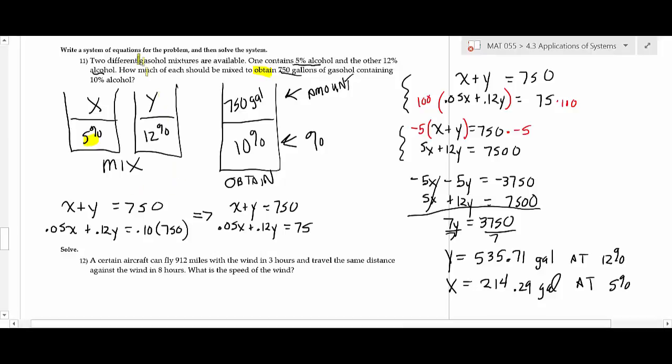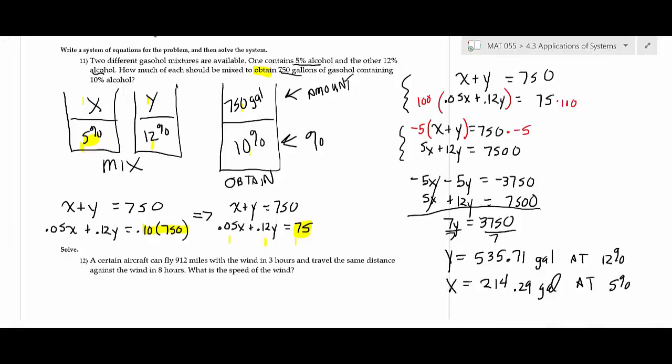Here's where a lot of you messed up. When you do the second equation, you're doing 0.05 times x plus 0.12 times y, and then you're doing 0.10 times 750. Go ahead and do it. I see students don't do that, and it messes them up when they get rid of the decimal. So the second equation is 0.05x plus 0.12y equals 75. If you have to do a percent, do it.